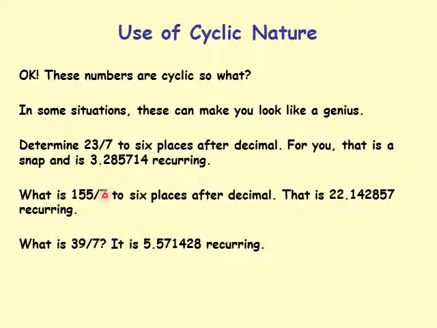What's 155 divided by 7? 155 has 22 as a whole number and 1 over 7 as a fraction, so it is 22.142857. And how about 39 divided by 7? That's 5 as a whole number, and 4 over 7 as the fraction, so it is 5.571428 recurring.